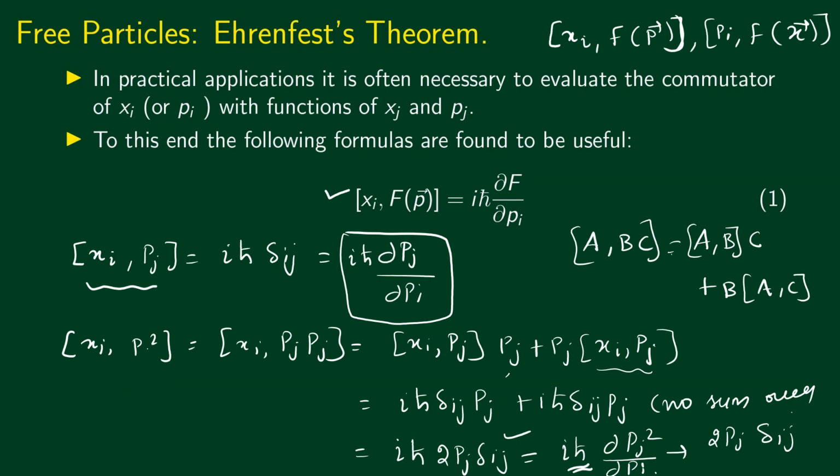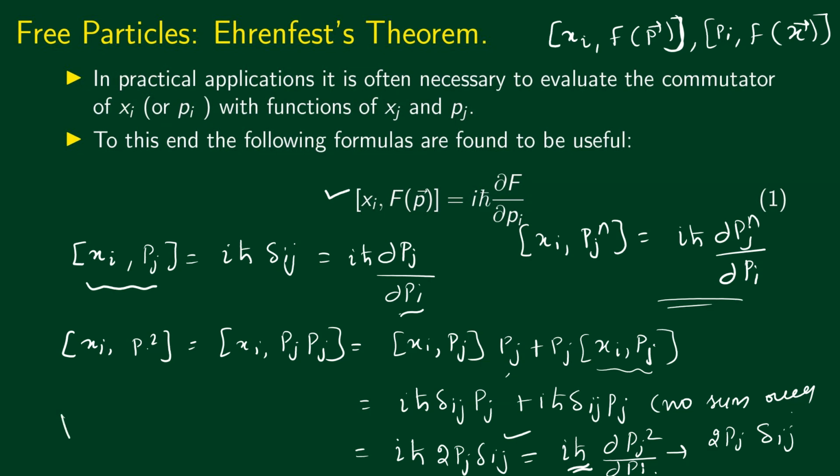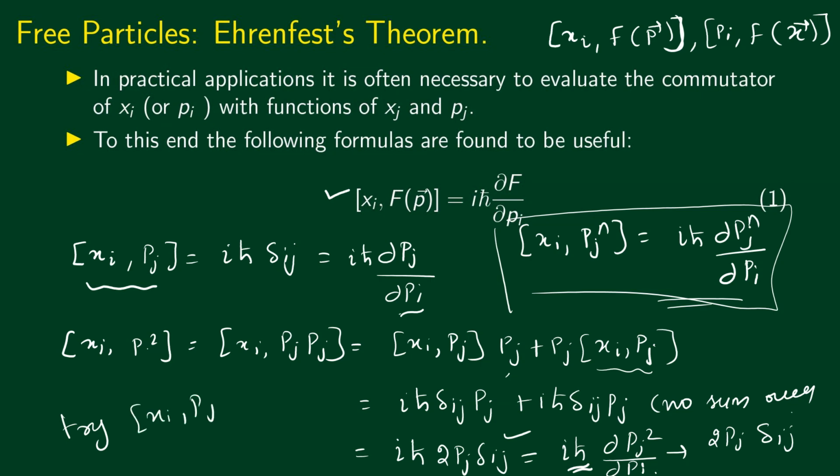So we see that in this case, taking the commutator with the ith component of the position operator gives the derivative with respect to the ith component of momentum. Now you can generalize this, because you can try also for the third term, and you'll see that you get exactly the same thing. So in general, we can write the commutator of x_i with p_j raised to n is equal to i ħ partial derivative of p_j raised to n with respect to p_i. Okay, so this works. You can try for the third term also. This is just mathematical induction. You can see that this relation works using mathematical induction. So I leave it as an exercise for you to try x_i with p_j cubed.